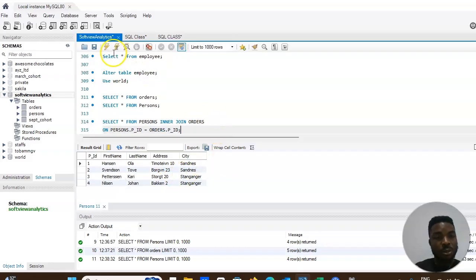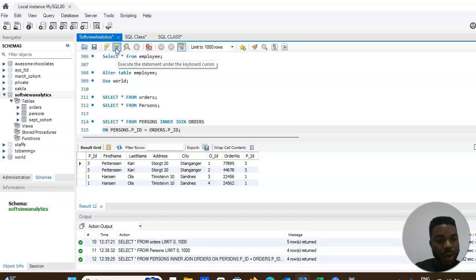I'm going to execute this. Fine. So you can see that we have 1, we have Ansin, Ola, Timothy, and Sadness, now relating it to the one that we have on the PID of the other table, and repeated, also relating it to the second one that we have on the PID of the other table, and the same thing with Peterson Carl and Peterson Carl. So what you have discovered here is that the 2 tables are only positioning their common factor, and that is why it is an inner join.